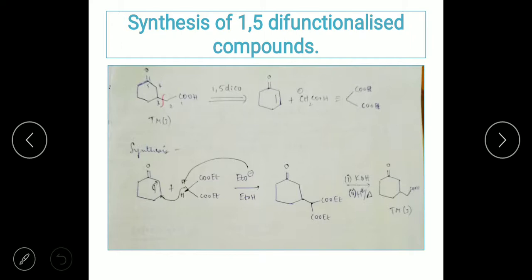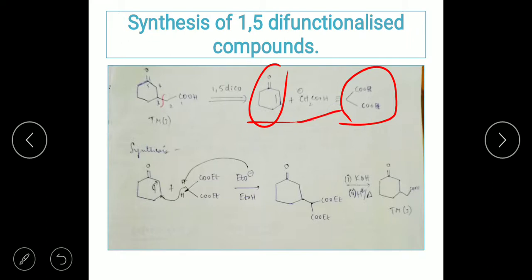We are going to write down 1,5 diCO above the retrosynthetic arrow. This is going to give rise to 2 synthons, and 2 synthetic equivalents. One is nothing but the cyclohexenone, and the second is nothing but the malonic group. Here we can convert the CH2COOH minus into this form, because we know already that wherever there is an ethyl ester group, it is always much easier to use in the synthesis, because it is unreactive, and it is a fast reaction also, which can be used for the alkylation of the ketones.